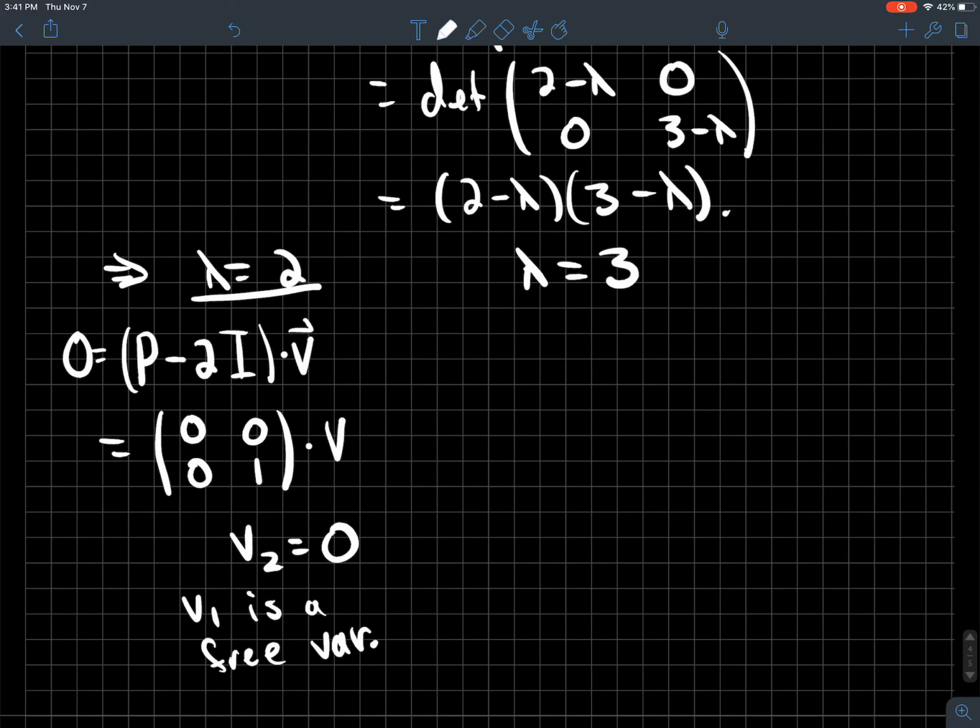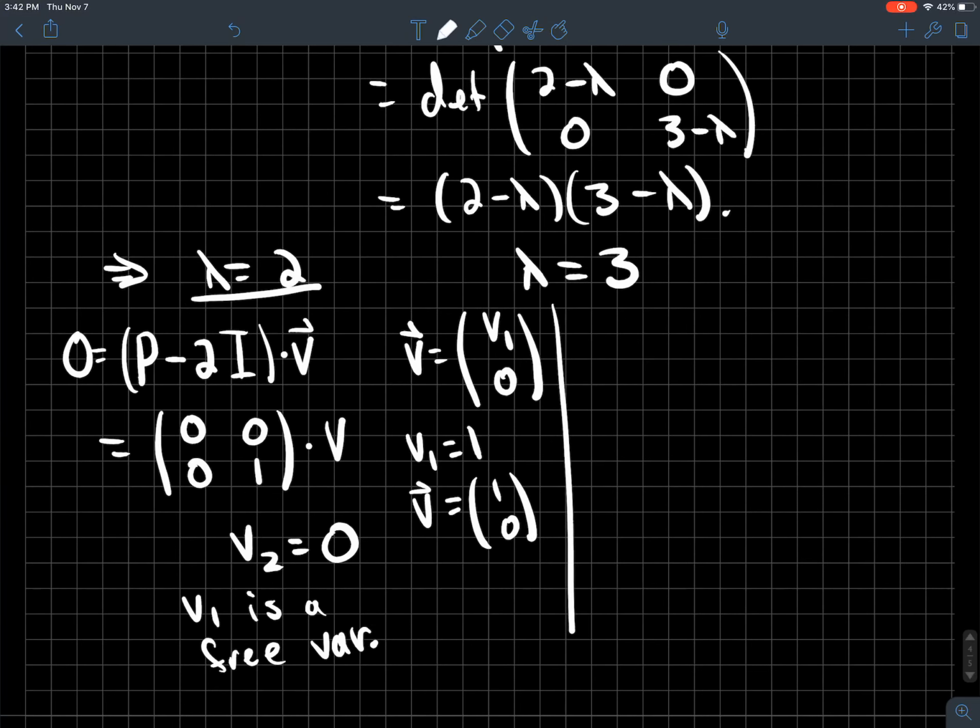This means that V1 can be anything you want. So we now write our eigenvectors. Our eigenvectors corresponding with lambda equal to 2 are of the form V1 and V2 is 0. We have infinitely many eigenvectors, but we only need one of them. So we can just choose V1 to be 1, and we will work with this one, 1, 0.